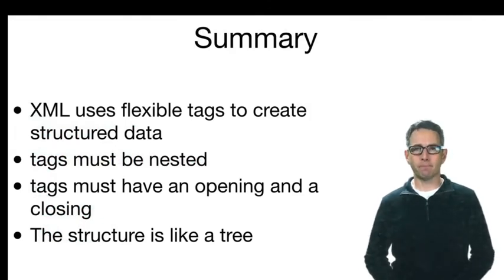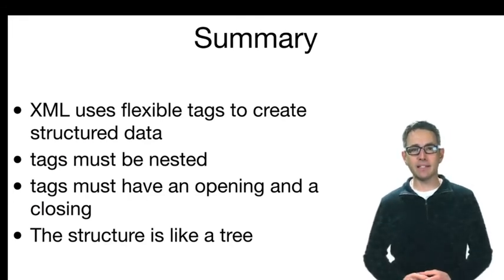So, in summary, XML uses flexible tags to create structured data. Tags must be nested, and tags must have an opening and a closing, and they must come in pairs. There are several other details that are required for having valid XML, like matching capital letters and using escaped characters. But at the end of the day, if you meet all those requirements, you have a valid XML document. And the result will be a data structure that can be represented visually as a tree.